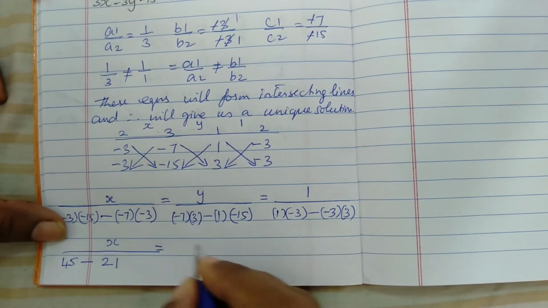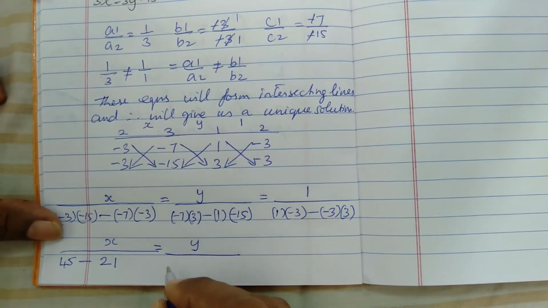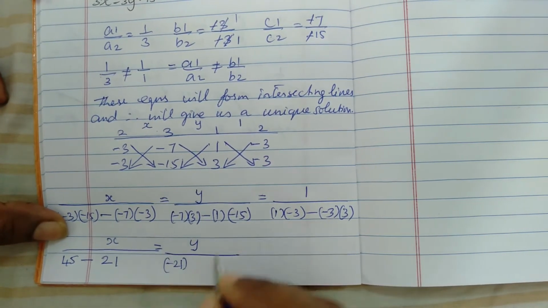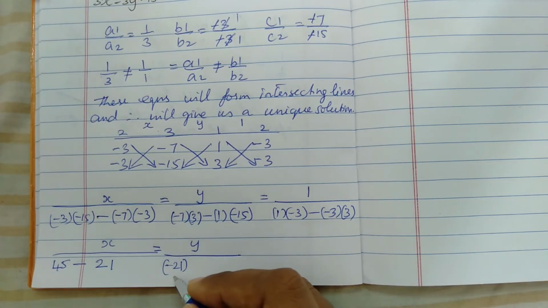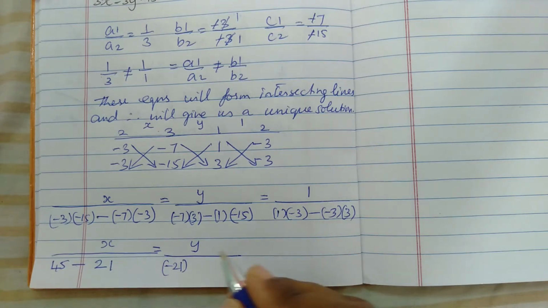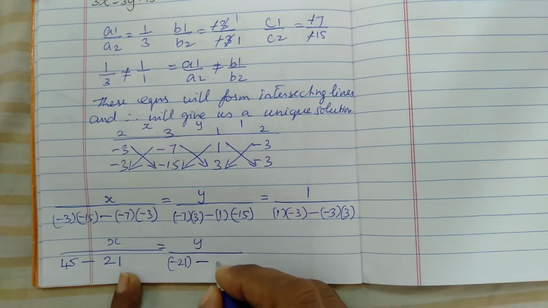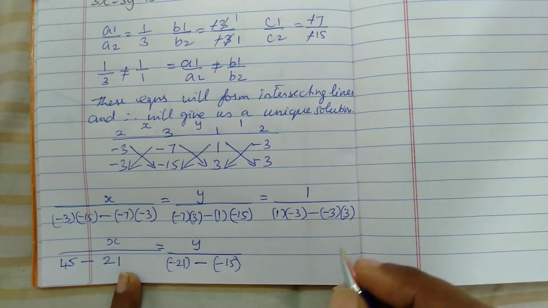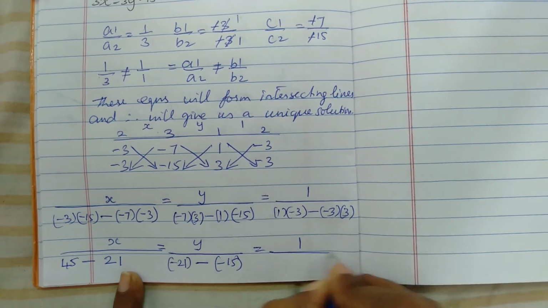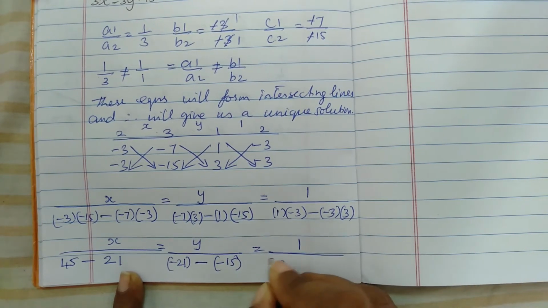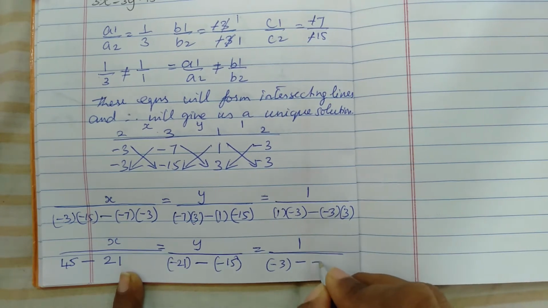Okay, so is equal to, for y, here minus 7 into 3 is minus 21, because in multiplication if there is one sign minus, then also the answer will be in minus. Okay, then minus sign here, 1 into minus 15 is minus 15, then is equal to 1 by 1 into minus 3 is minus 3, then minus 3 into 3 is minus 9.